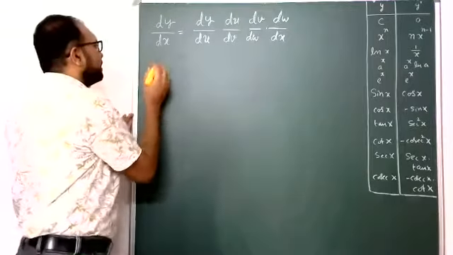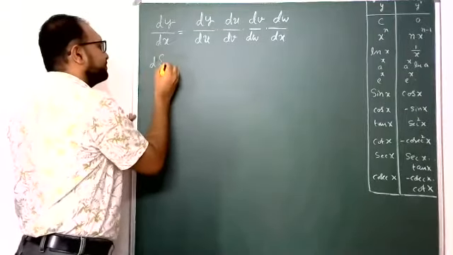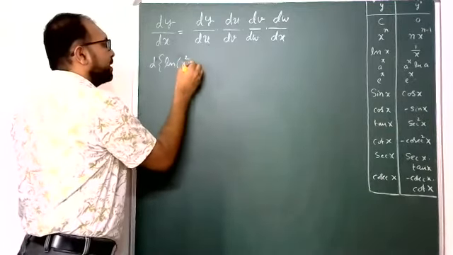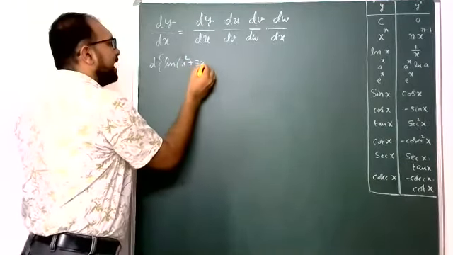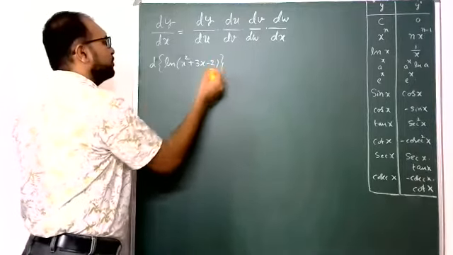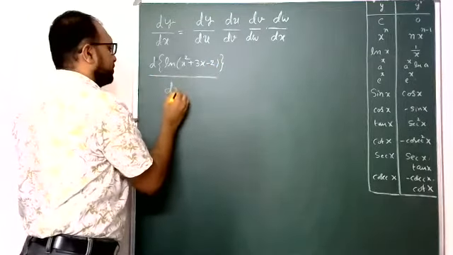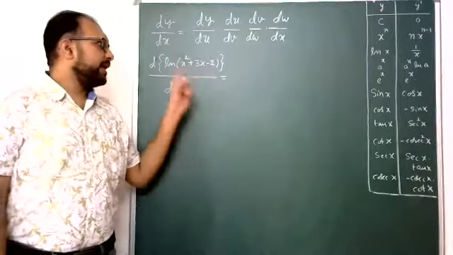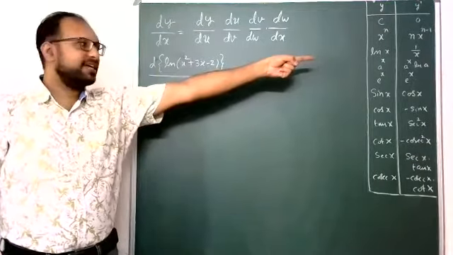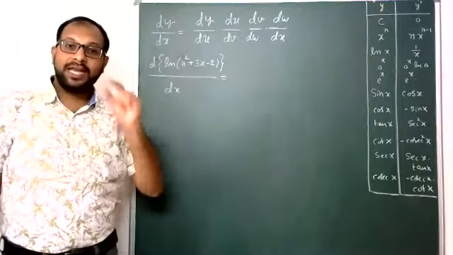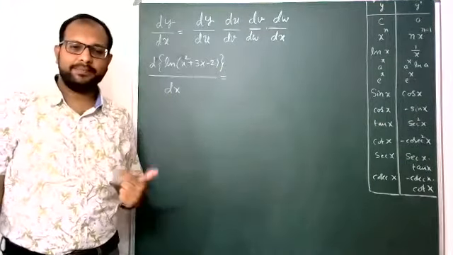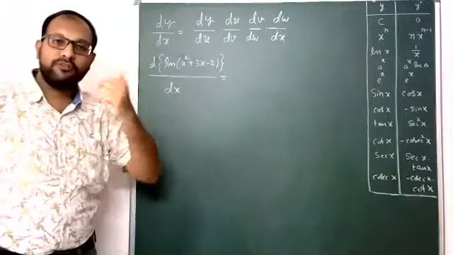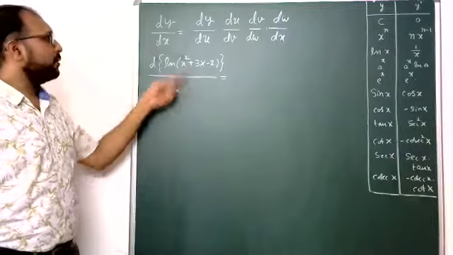Now the derivative of ln of (x square plus 3x minus 2), suppose. Students, the derivative of ln x, yesterday's direct function, is 1 by x. But here it is ln of (x square plus 3x minus 2), one more function is there. So now here we use the chain rule.